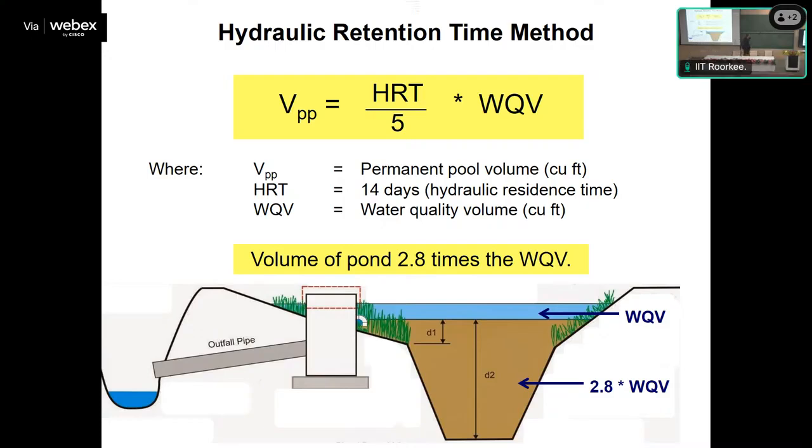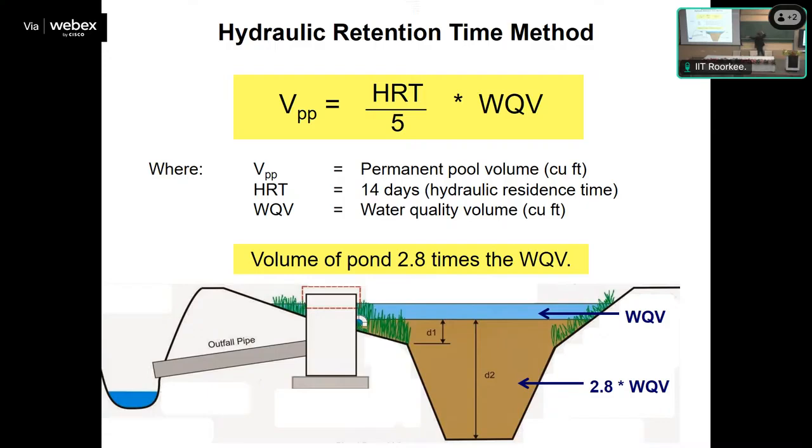Let's see how your gut did. All right. So SA of your wet pond is equal to 2.8. So your surface area is equal to your volume divided by your average depth of the water. Water quality volume times 2.8, that's what that is, divided by your depth, all right?